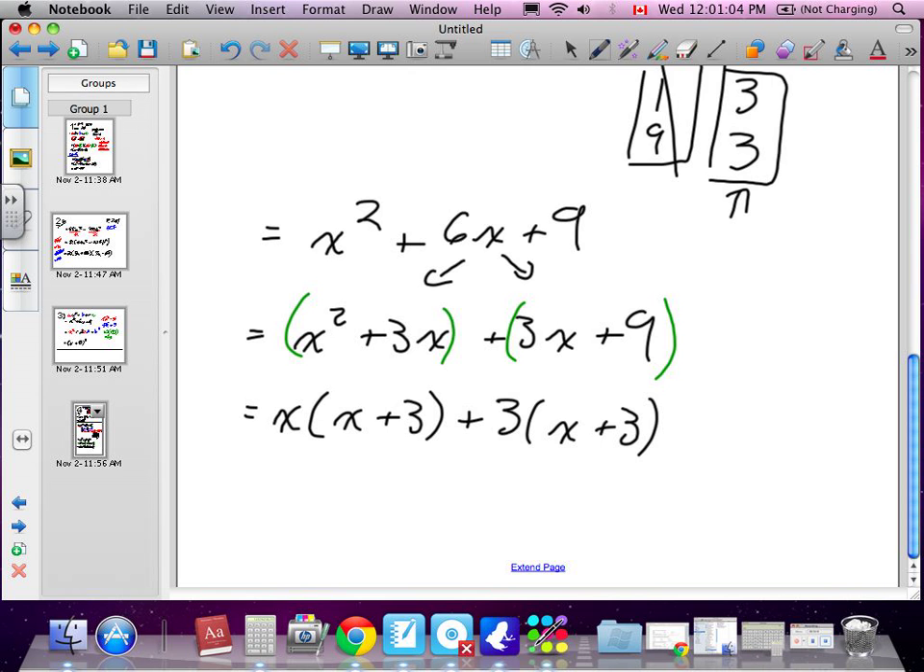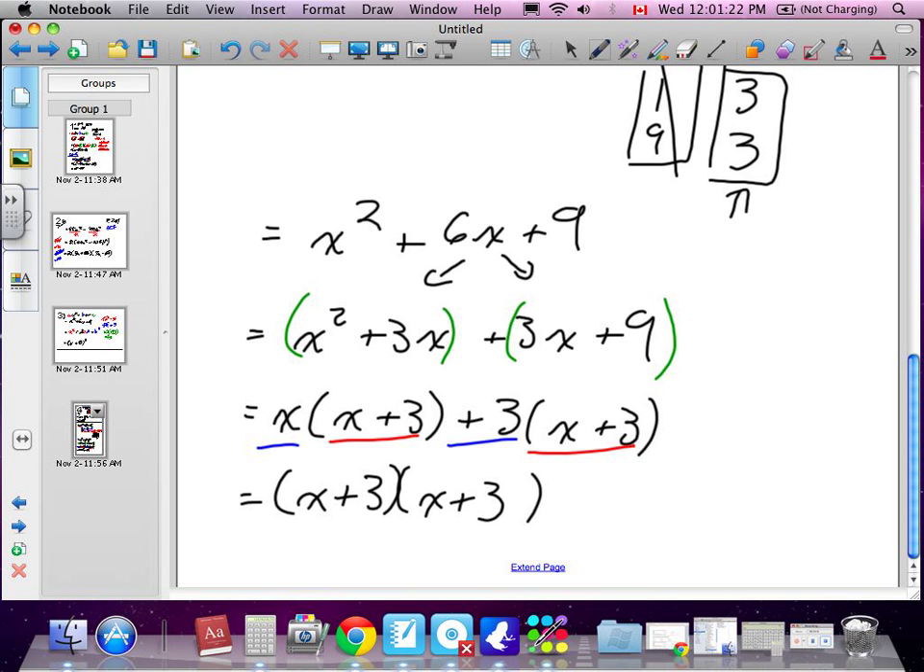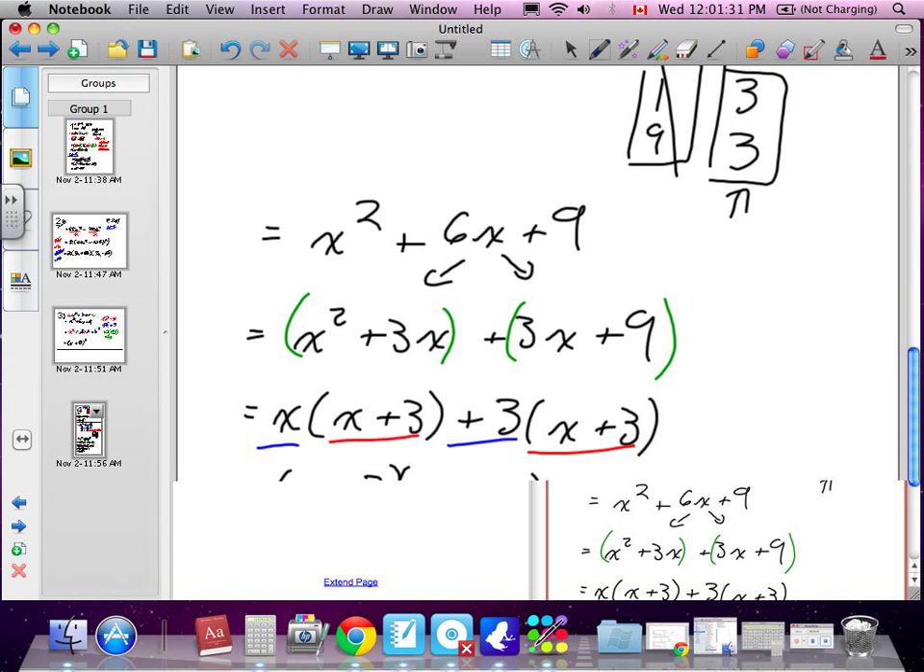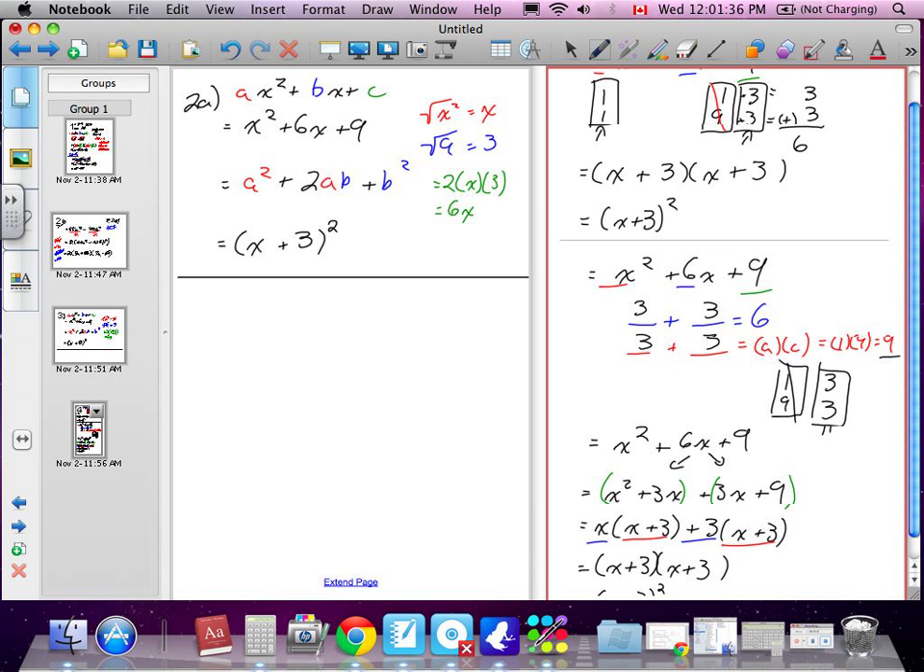And if you notice, both the brackets are the same. So we factor that bracket out, and we're left with x plus 3. And then in our other bracket, whatever's left over, plus 3. And both brackets are the same, so how can I represent it? Squared. We just write it as one term, and we put a square on it. So those are the 3 methods. Last one was decomposition.